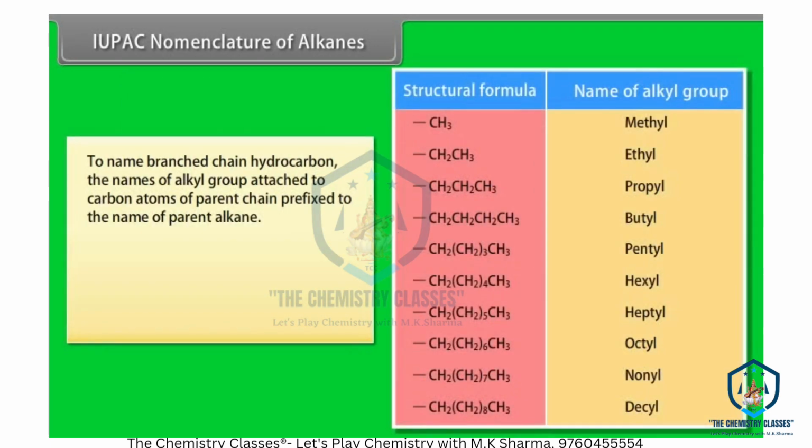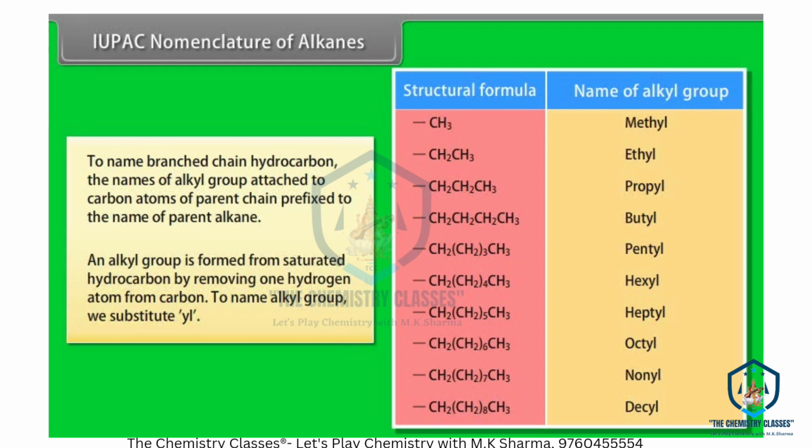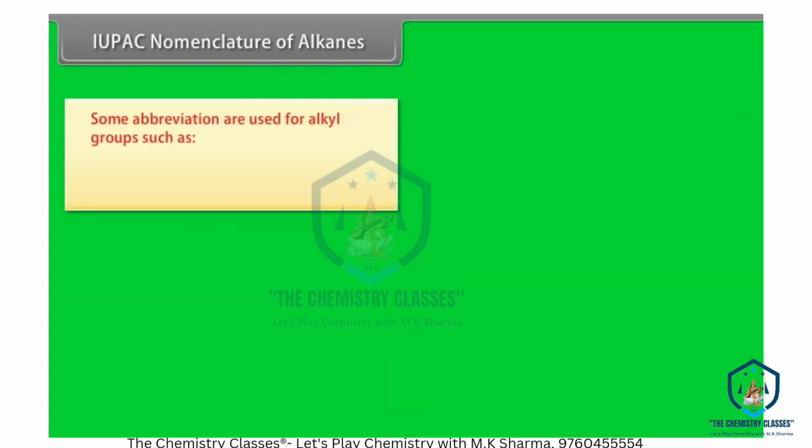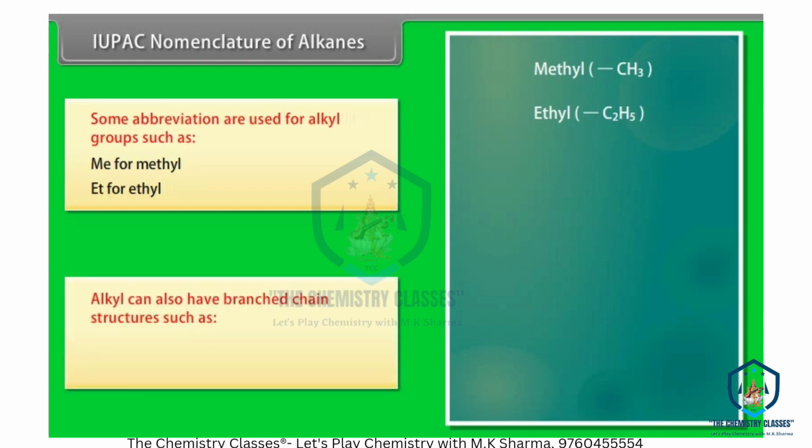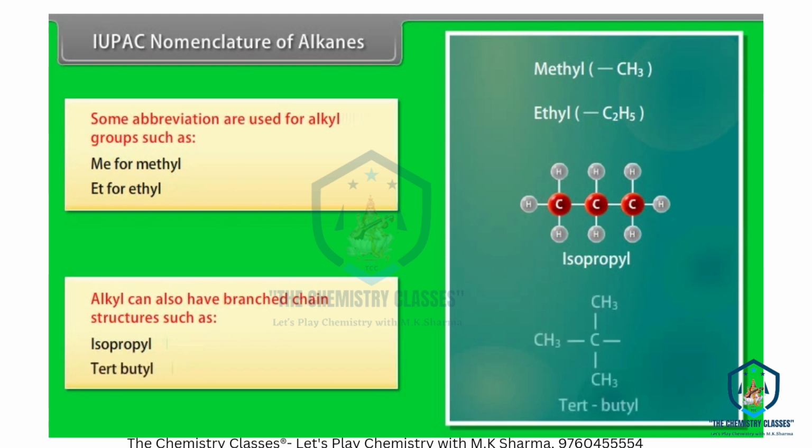To name branched chain hydrocarbon, the names of alkyl group attached to carbon atoms of parent chain are prefixed to the name of parent alkane. An alkyl group is formed from saturated hydrocarbon by removing one hydrogen atom from carbon. To name alkyl group, we substitute YL. Some abbreviations are used for alkyl group, such as Me for methyl, Et for ethyl. Alkyl can also have branched chain structures such as isopropyl, tert-butyl.